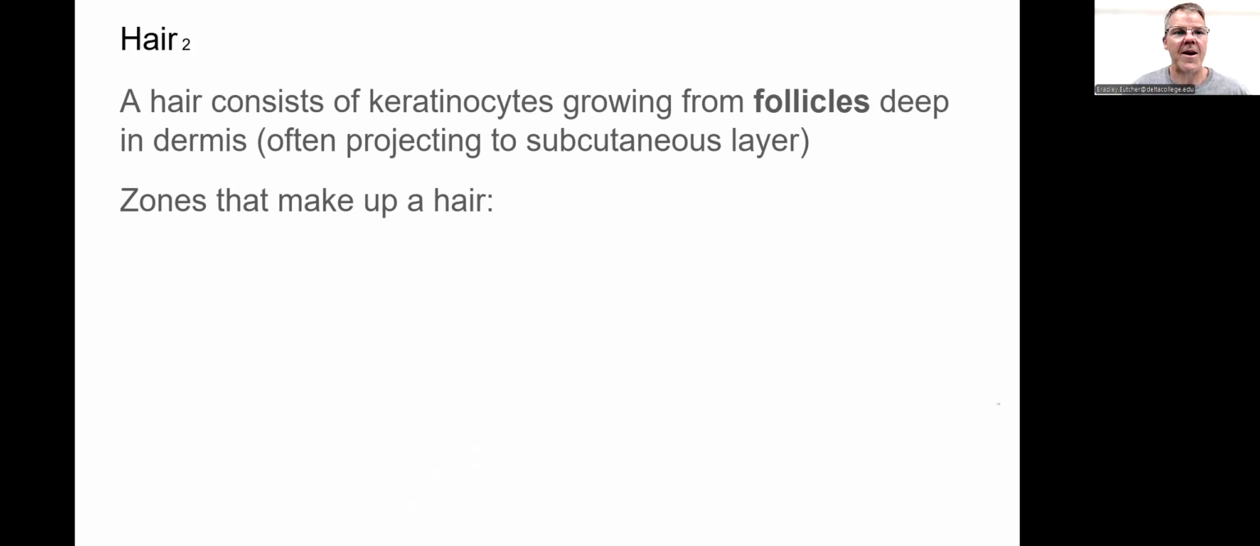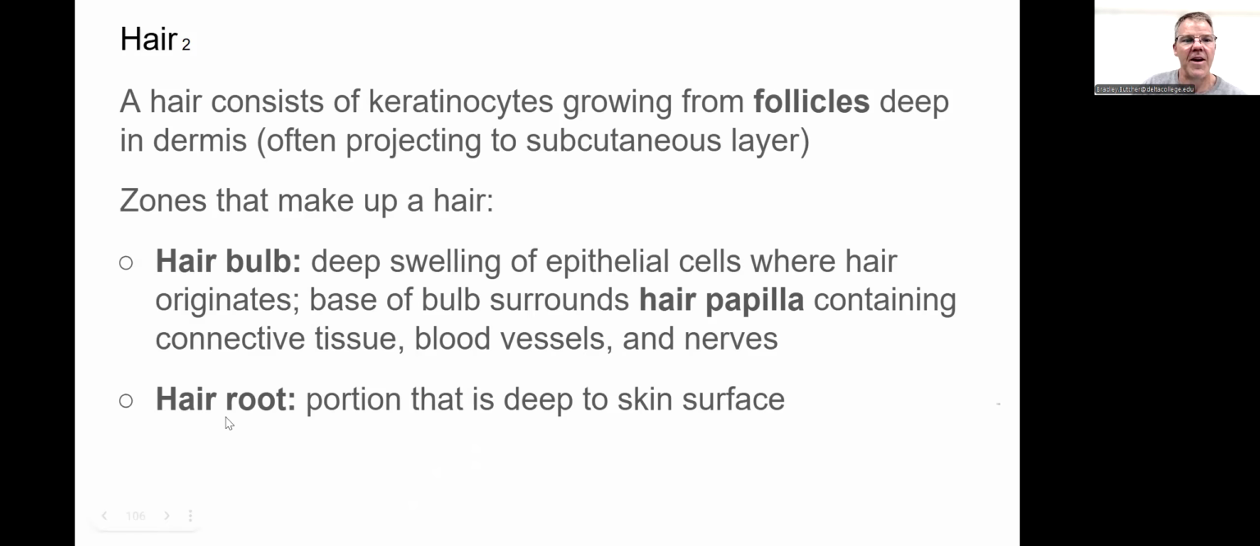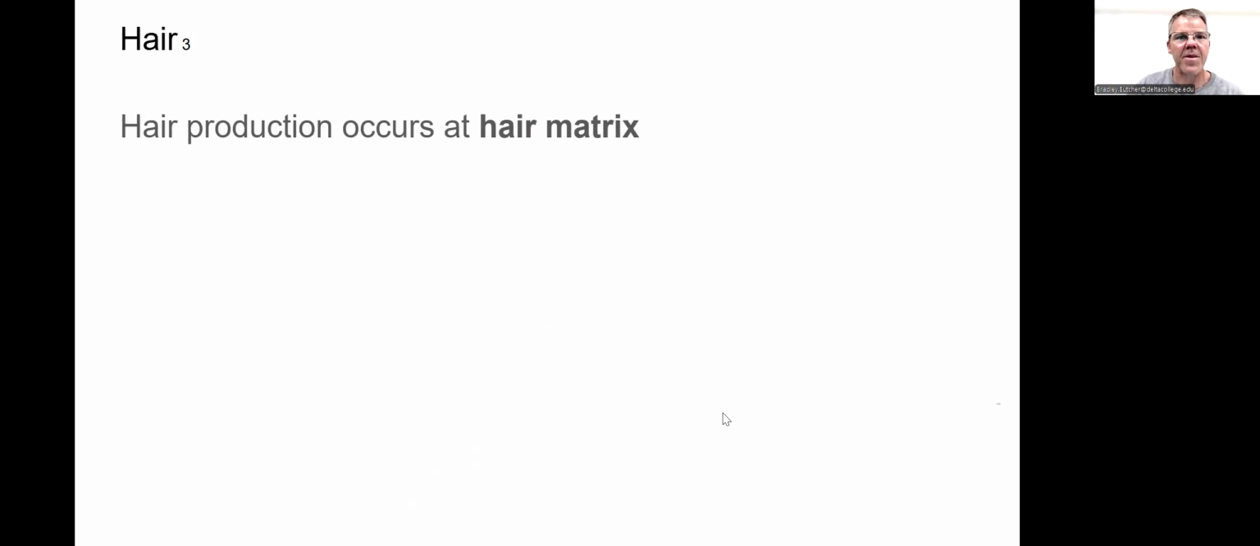So the zones that make up our hair: we talk about the hair bulb. This is the deep swelling of epithelial cells. That's where hair is originating. The base of the bulb surrounds the hair papilla, containing the connective tissue, blood vessels, and nerves. The hair root is the portion that is deep to the skin surface. So that's underneath the skin, and that's the part that you don't see. But the hair shaft is that portion that extends beyond the skin surface. Hair production occurs in the hair matrix.